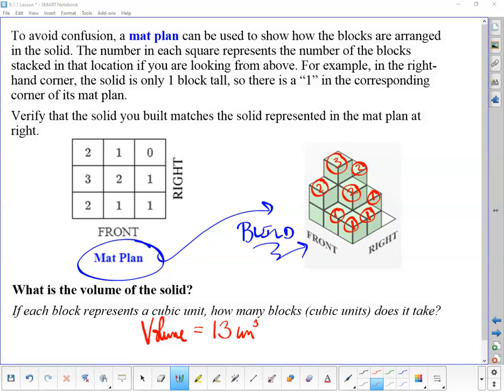That's why it's called cubic units, because we have length, width, and height. It's got a height, it's got a depth, and it's also got a width. Length times width times height, however you want to call it, LWH, is probably what we've seen before, and that's what equals volume.